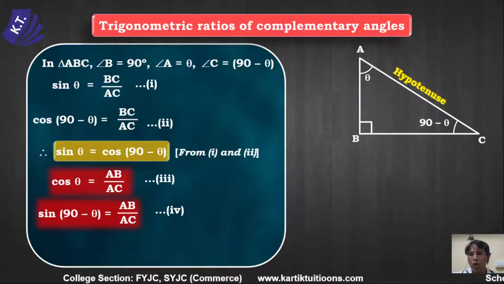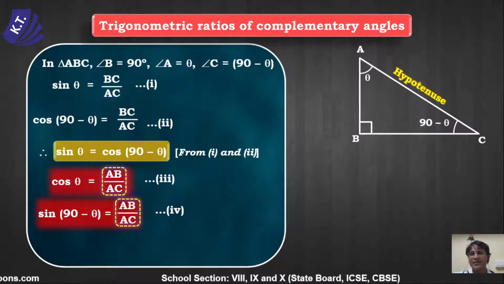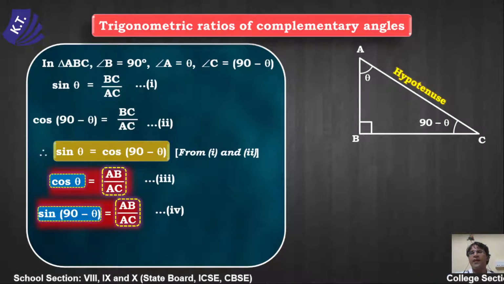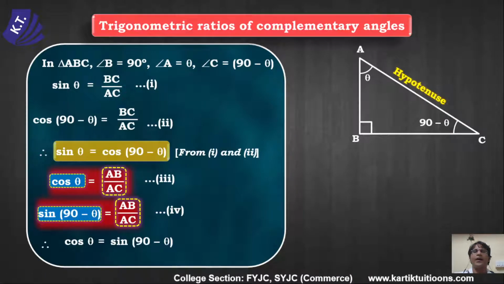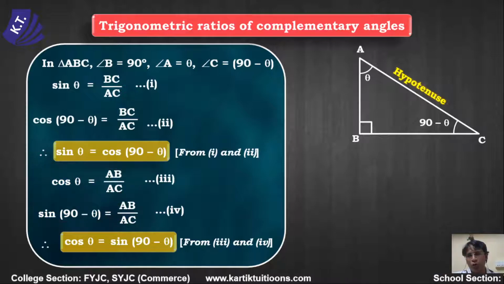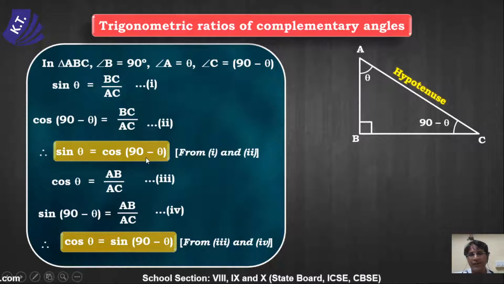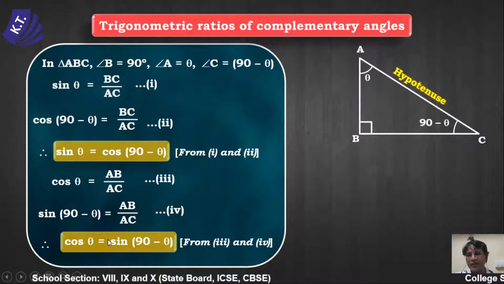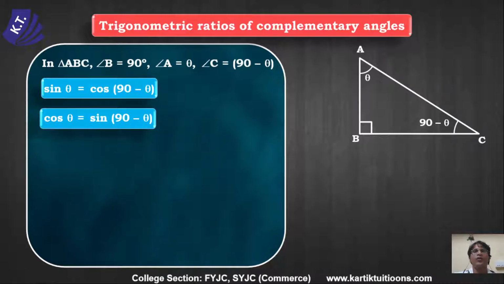Now if you observe these two equations, again their right hand sides are equal. Since their right hand sides are equal, we can say cos theta is equal to sine 90 minus theta. So these are the two formulas we have studied right now: sine theta is equal to cos 90 minus theta, and cos theta is equal to sine 90 minus theta. In the same way we can get the other formulas also.